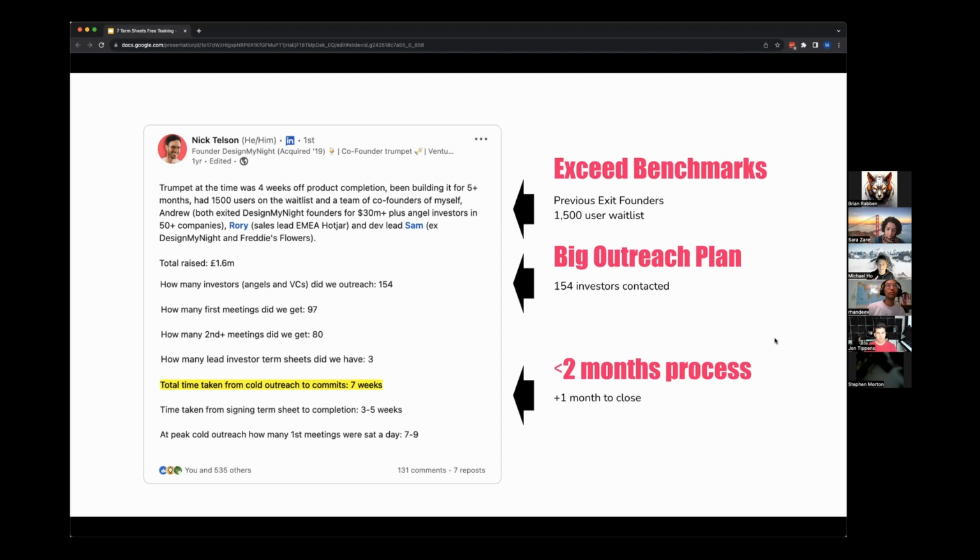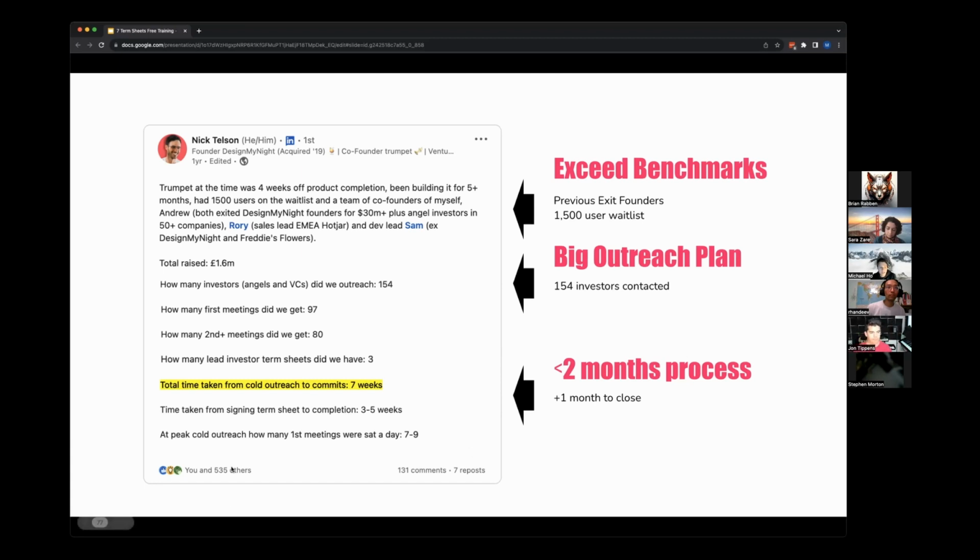And I believe something like 60% of them were cold outreach for them. So they hustled in order to close this. It took 7 weeks to run this process from cold outreach to commit. So that's just less than 2 months. It took them an extra 3 to 5 weeks, so about a month, to close.